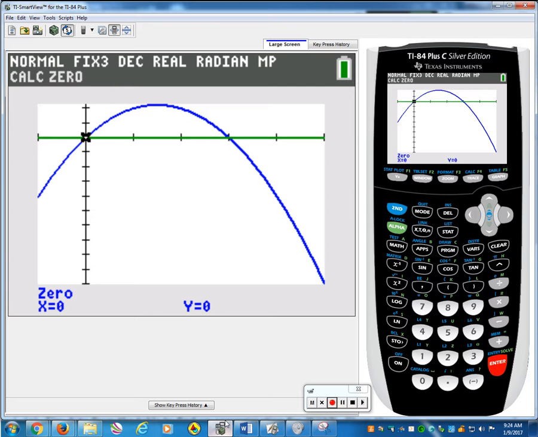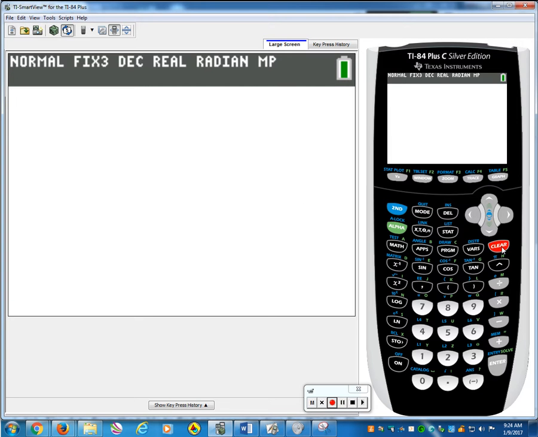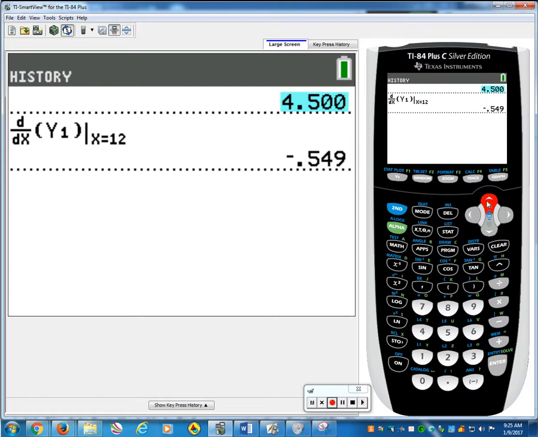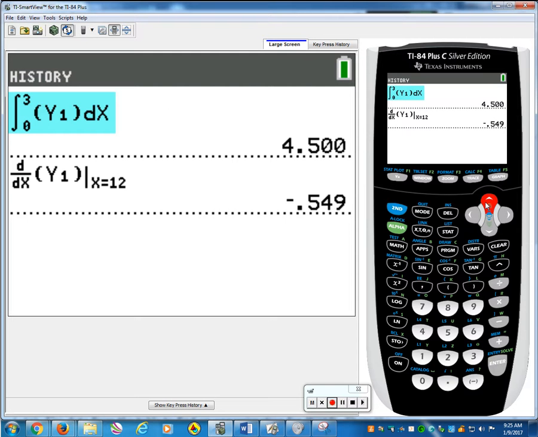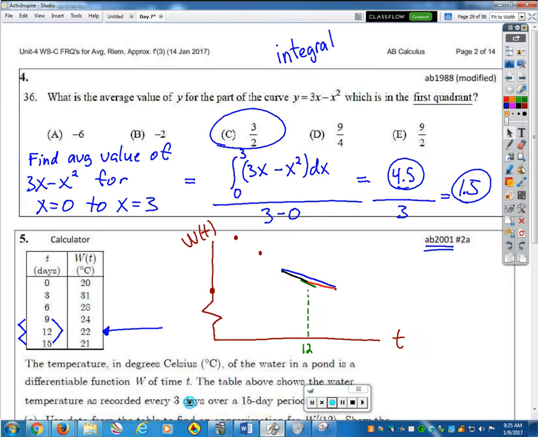I just go back to the main screen, second quit. There. And that's not the one I want. This is the one I want right there. I can scroll up and find it without having to retype it. I want to go from 0 to 3 in y1. Just press enter. Press enter again. The value of the integral is 4.5. So back on my paper, I wrote that down. Divide by 3 is 1.5.